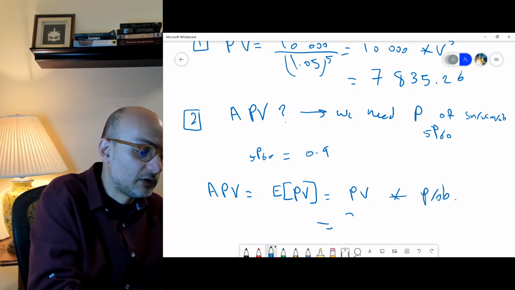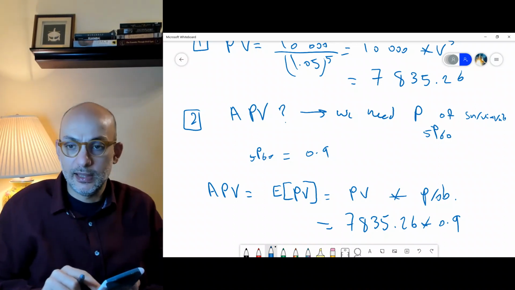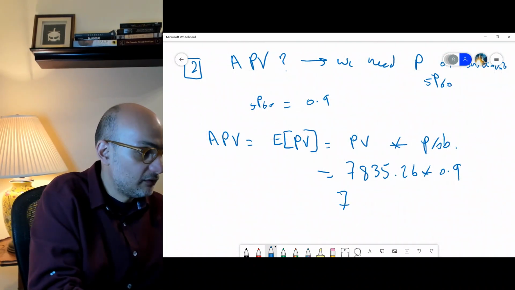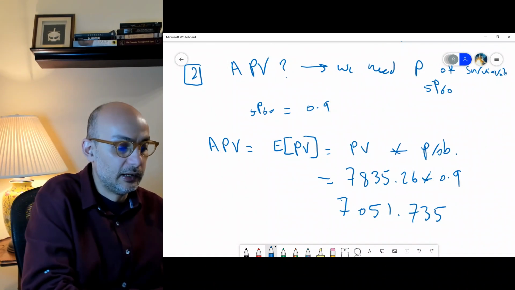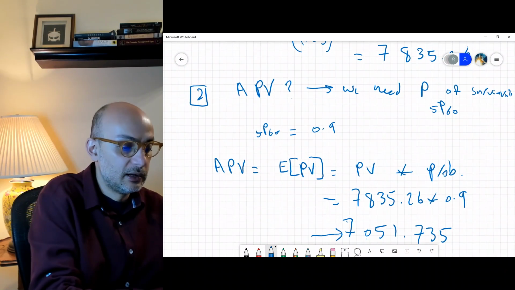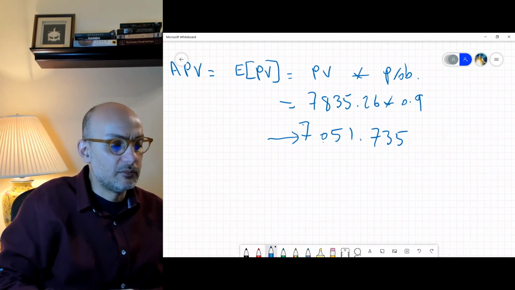We already calculated it: 7835.26 multiplied by 0.9. I still have it on my calculator, so I can quickly calculate it. It's 7051.735. Of course, it should be less than the maximum value, which applies if the individual is certain to live. So this should be less than the present value. It should make sense. It's nothing complicated here.